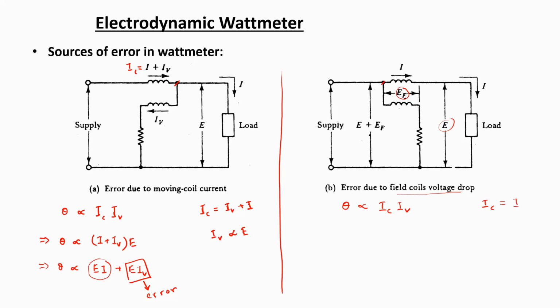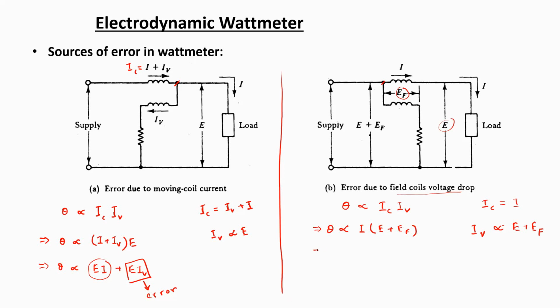So in terms of this voltage drop E F across the fixed coils and the load voltage, we can say that the current I V can be designated to be proportional to E plus E F, because that is the voltage across the moving coil in this case. So this relation can be written as I into E plus E F.